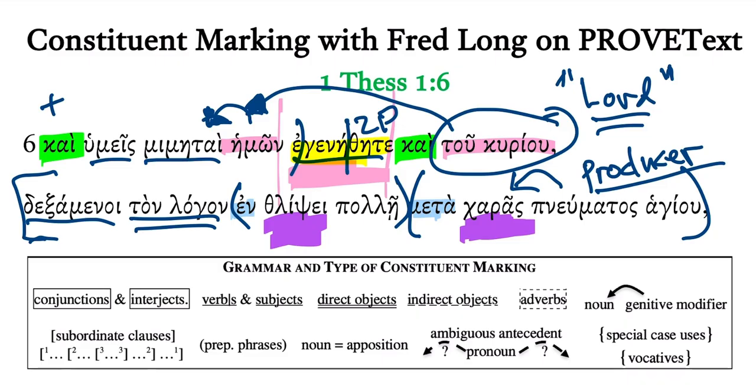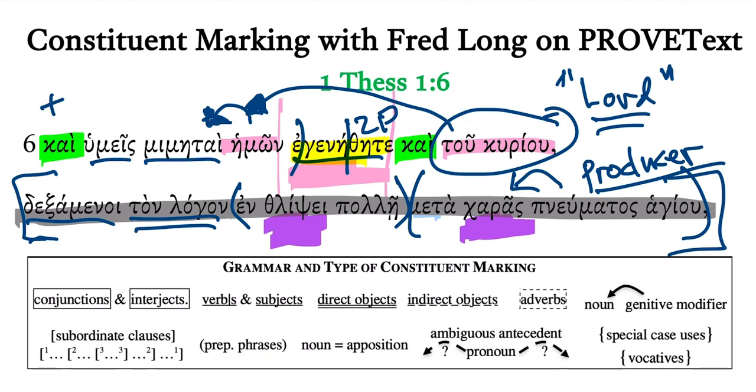So, this post-positioned participle clause, which I'll put in gray, is all explaining the circumstances of them becoming imitators even of the Lord, having received the word in much affliction with the joy of the Holy Spirit.